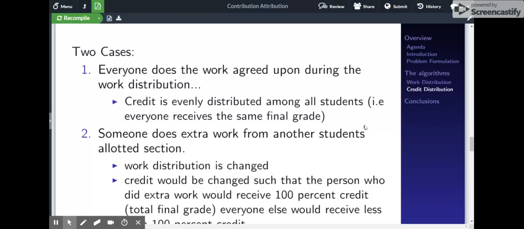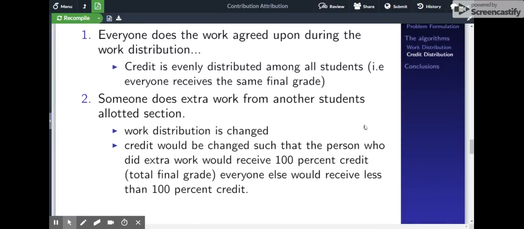The second case becomes much more complex when someone doesn't do their allotted amount of work and someone else has to step in and does extra work. That means that the work distribution is changed. And so the person who did the extra work, if there was only one person who did it, would receive 100%, and then everyone else would receive a lower grade. And that is not just the person who slacked on the work, but everyone who also didn't pick up the slack.